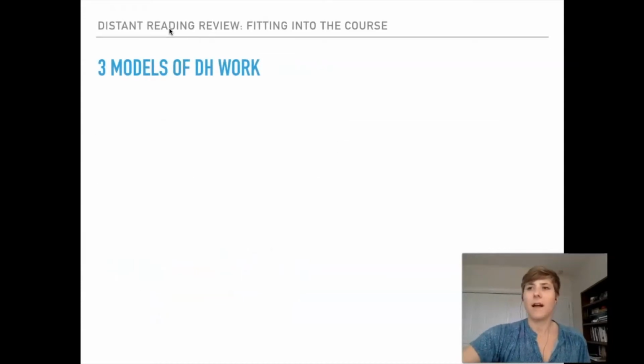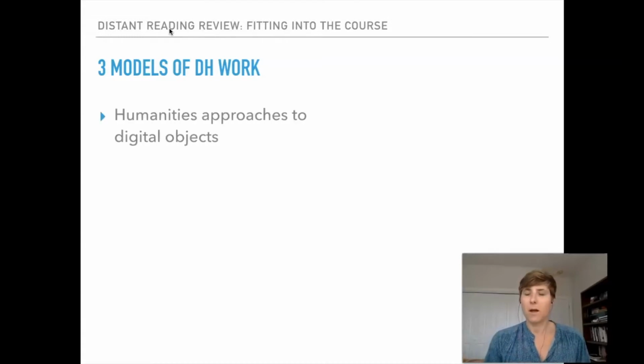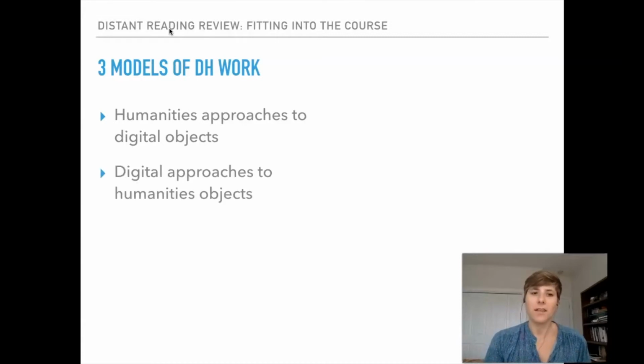So you'll recall that our class is set up around three primary models of digital humanities work. Model 1 is taking humanities approaches and applying that to digital objects, which is something that you've all been doing in our first unit, where you made your interactive essays on different social media platforms. And it's also what you're doing with your presentations of different digital humanities books. Our second model, which is the unit we're currently in, is the reverse of this, which takes a digital approach and applies that to a humanities object.